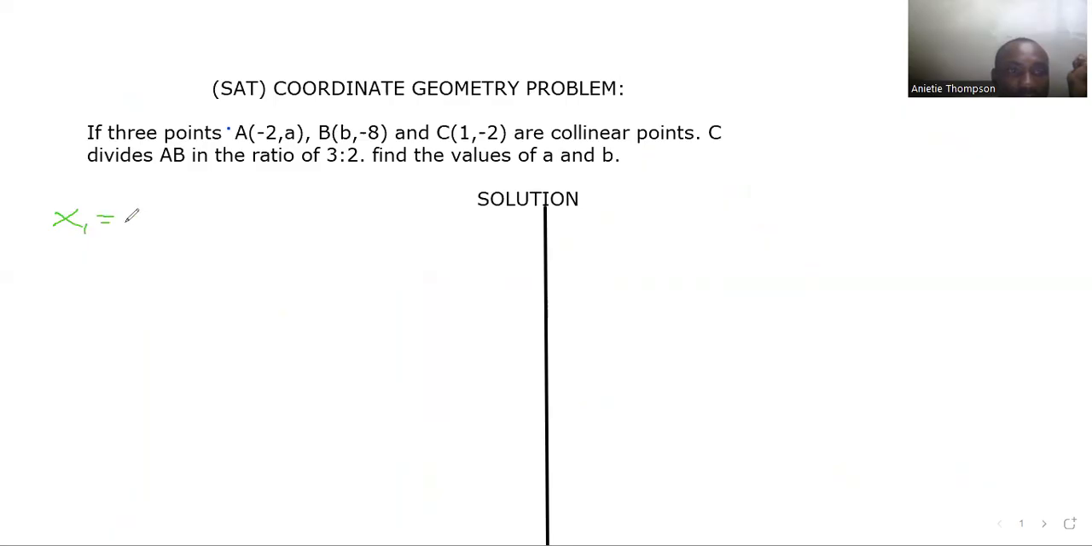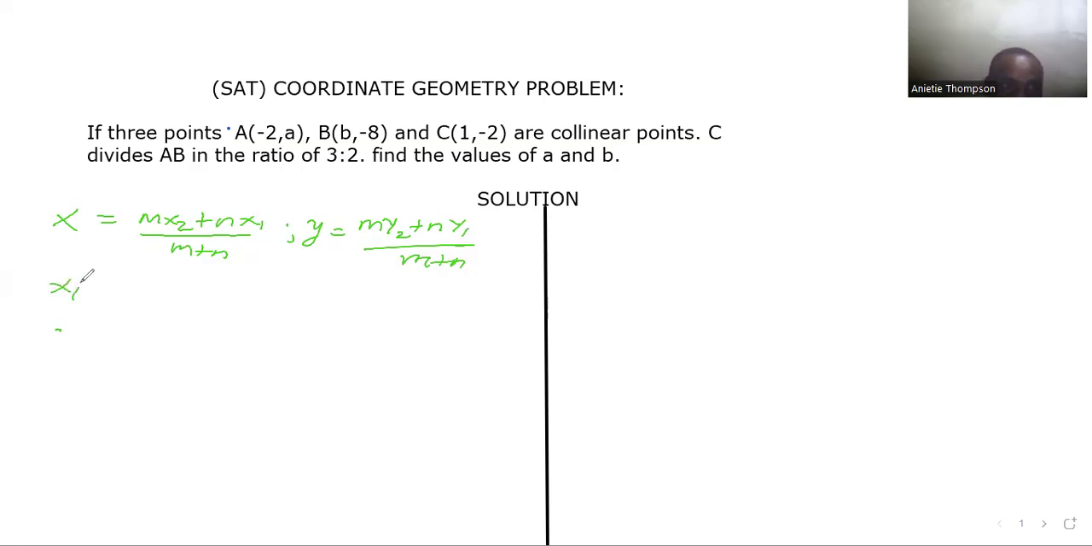Here, I would like us to bring out those formulas. I will say x was given as mx2 plus nx1 divided by m plus n, and y is given as my2 plus ny1 divided by m plus n. And from the problem, I'm going to bring out all the parameters that we have here.